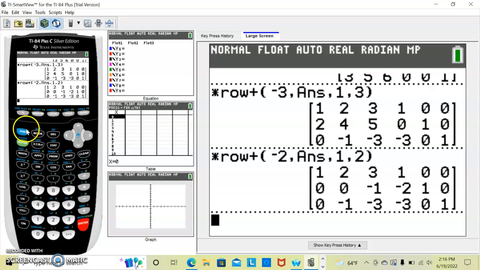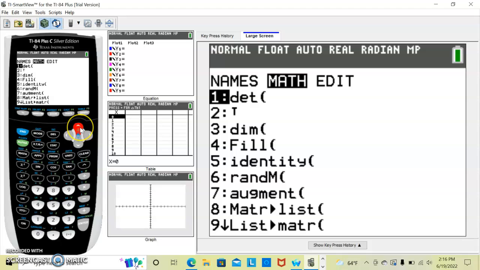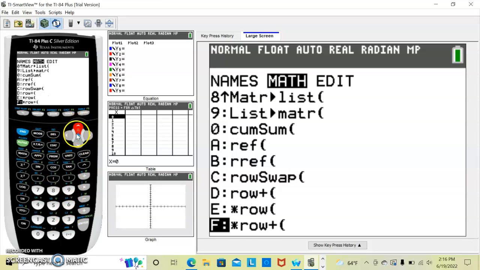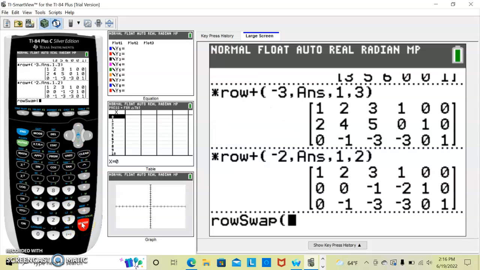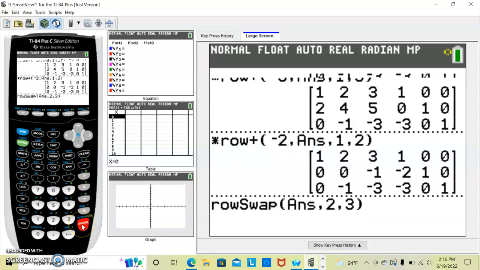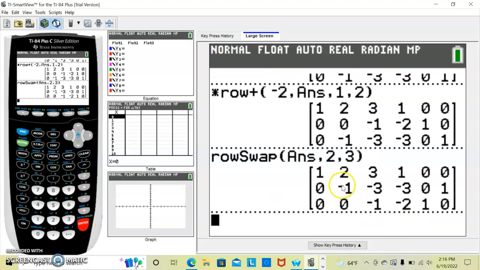In order to do that, I go back into my matrix mode, to my operations, and row swap is up here, it's letter C. So the syntax for this command is the matrix, which is the last matrix that we had as an answer, and then the 2 rows that you're going to swap. So row 2 and row 3. And here we go. Great. So this last row is looking really good.